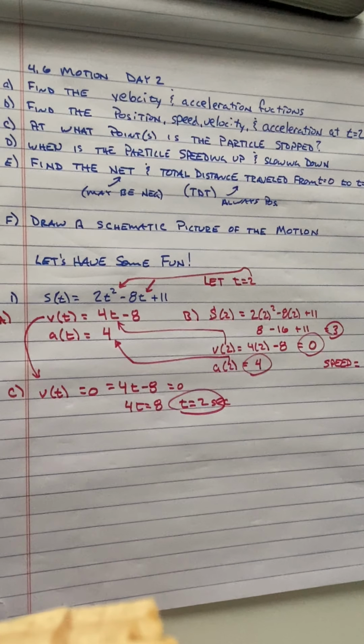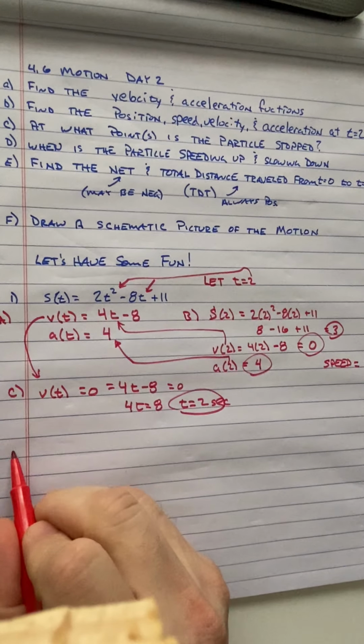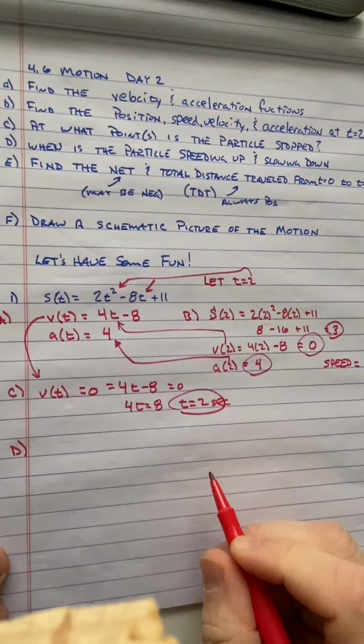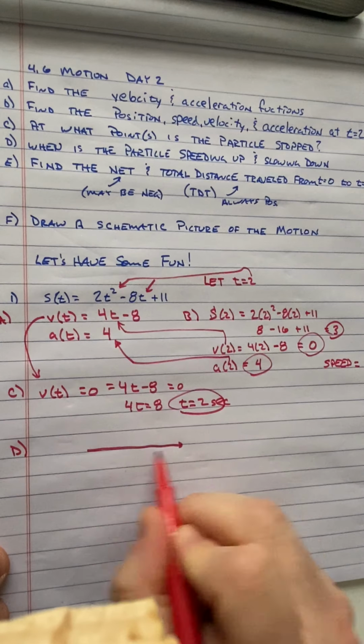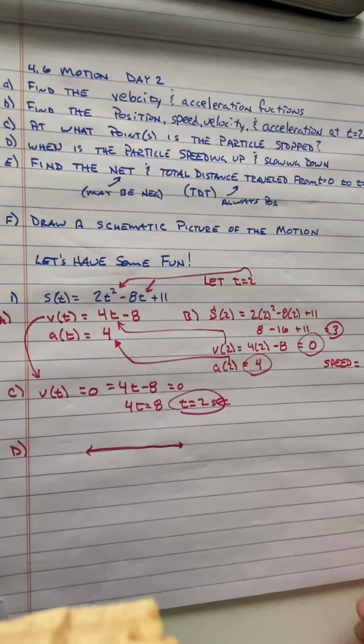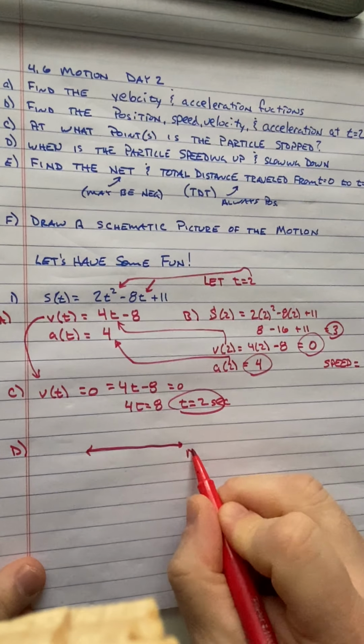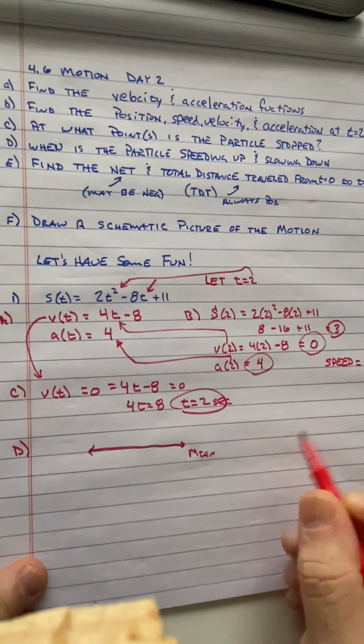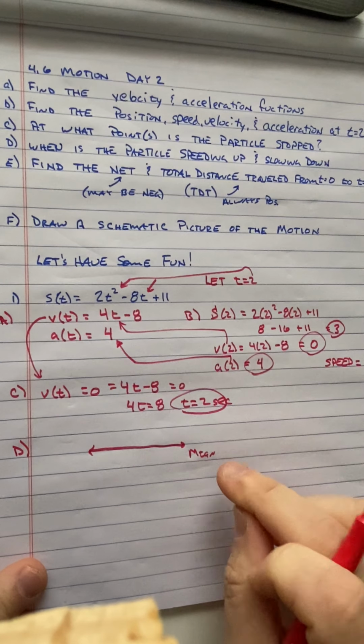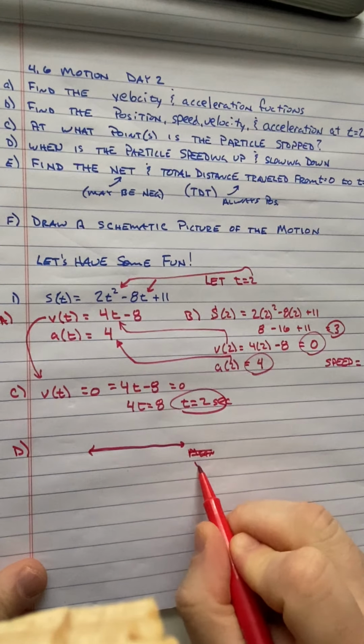Part D, when's the particle speeding up and slowing down? This is where we have to compare the nature of the velocity and acceleration, just like we did yesterday on those graphs. So we need to find on what intervals the velocity and acceleration have the same sign, and on what intervals they have opposite signs. So this goes back to the first couple of days that we were learning the derivatives. We used to call this the slope of the tangent line testing number line. It was one derivative away from the original. Now we're going to call this the velocity number line.